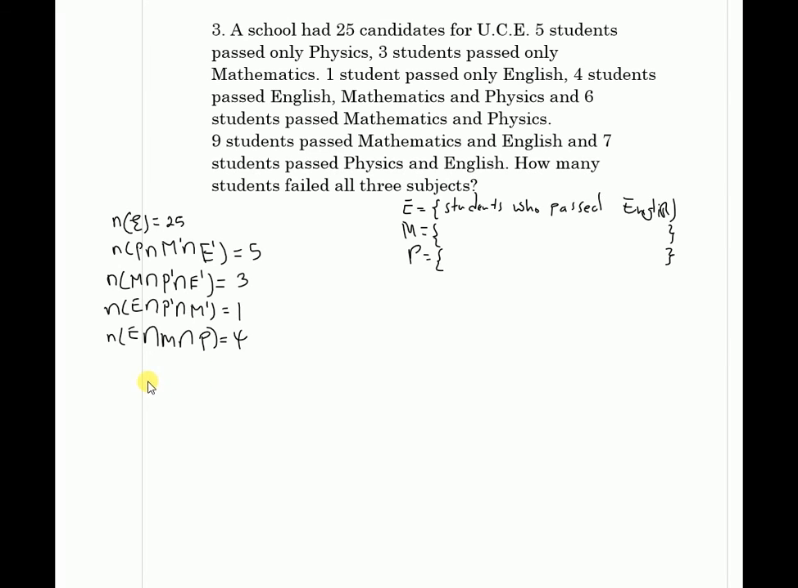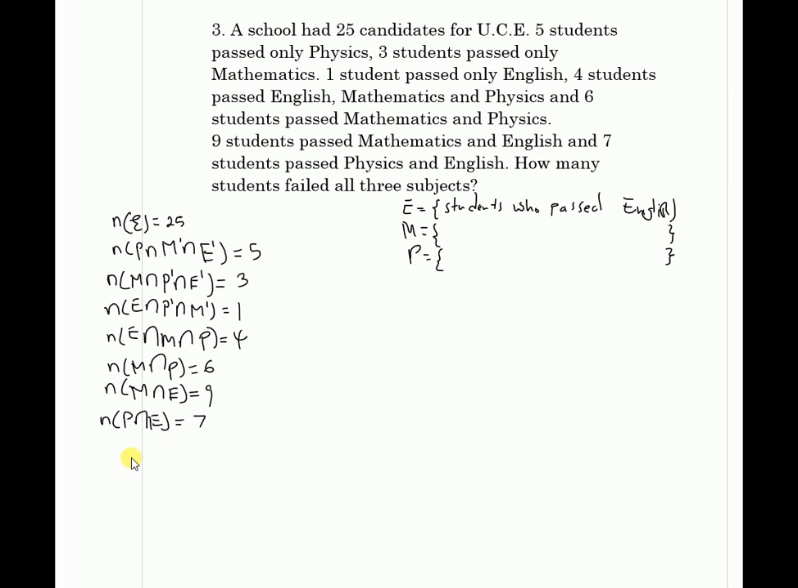And 6 students passed mathematics and physics. This is math intersection physics. These were 6. 9 students passed mathematics and English. Mathematics intersection English. These were 9. And 7 students passed physics and English. Physics intersection English. These were 7.